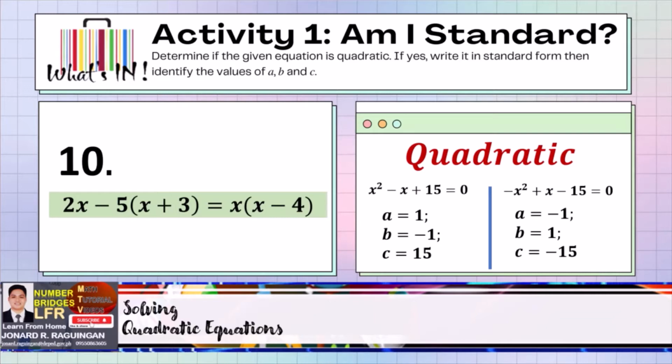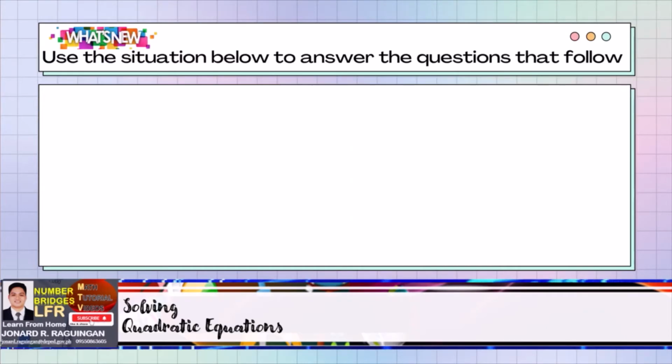How was your activity you have just done? Was it easy for you to write quadratic equations in standard form? It was easy for sure. As you go through this session, think of this important question. How are quadratic equations used in solving real-life problems and in making decisions?